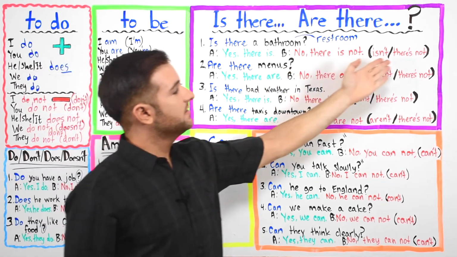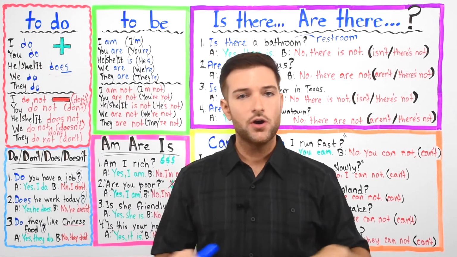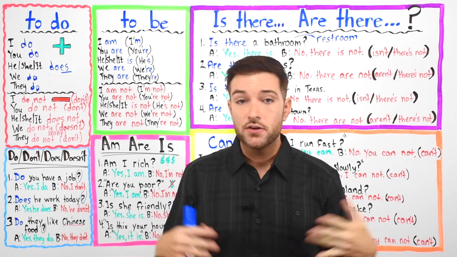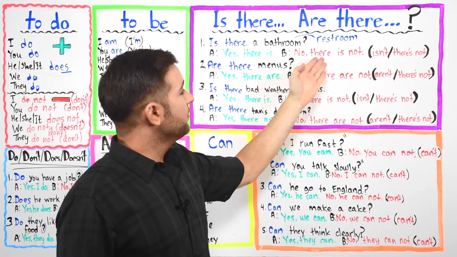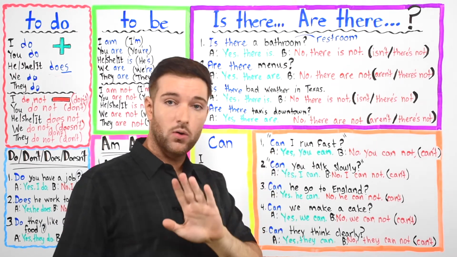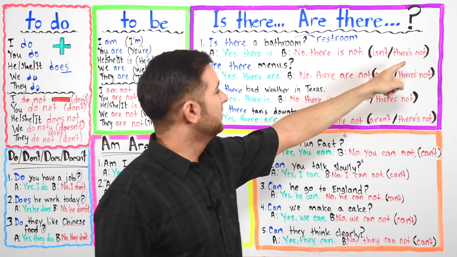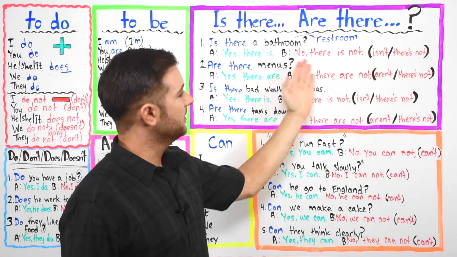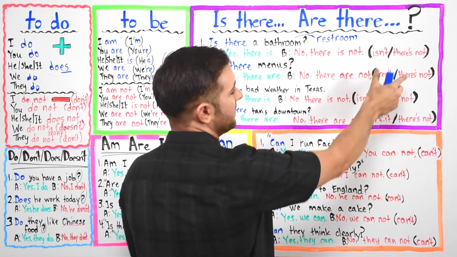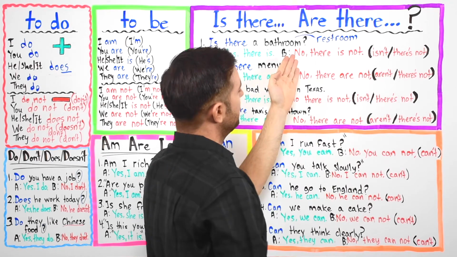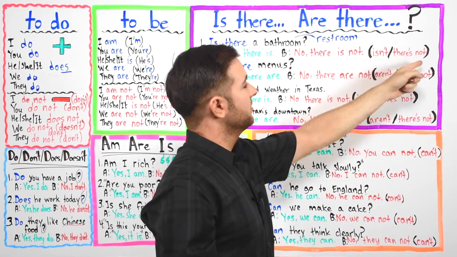Now, there's a couple ways of saying it in the negative form. For example, you could say, no, there is not. There is no bathroom. There isn't a bathroom. Or you could say, no, there isn't. Or you could say, no, there's not. Okay, so there's 3 ways to do it in the negative. No, there is not, which is the full form. And then here we have shortened forms. So you could say, no, there is not, no, there isn't, or no, there's not.